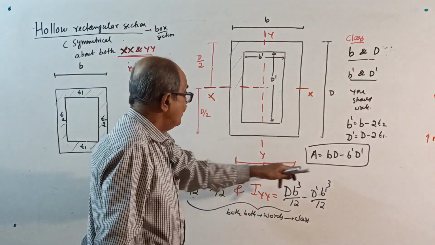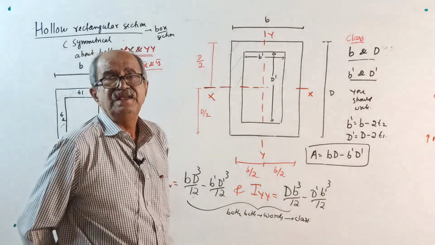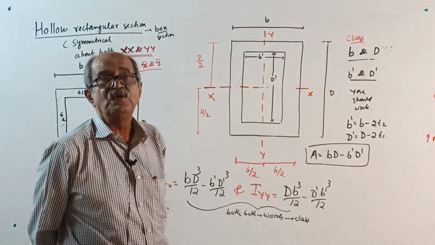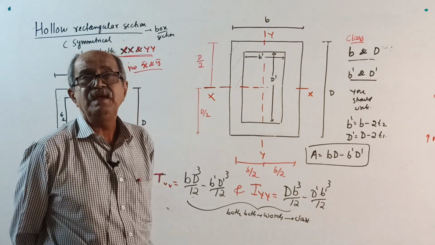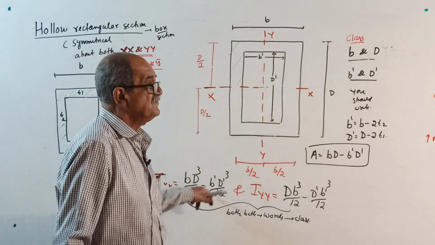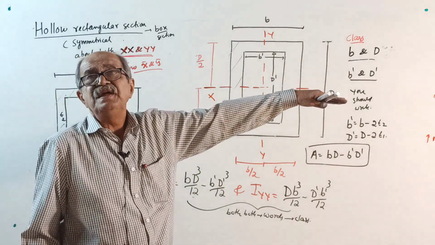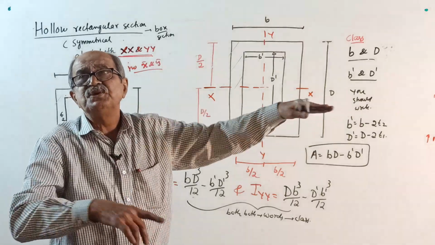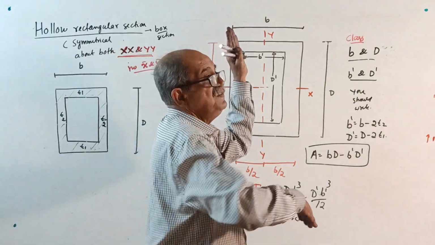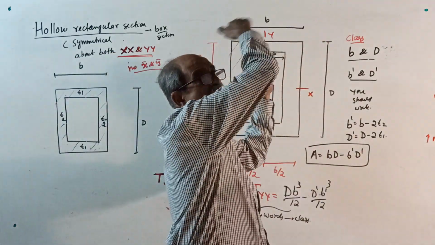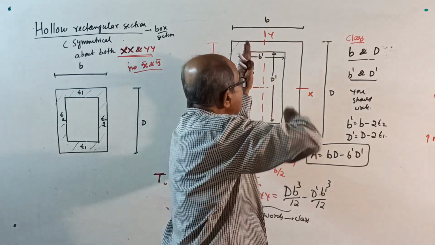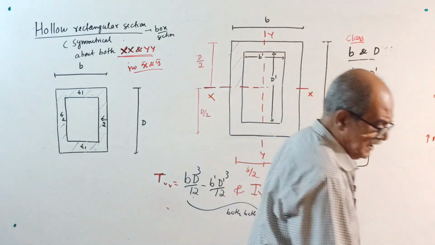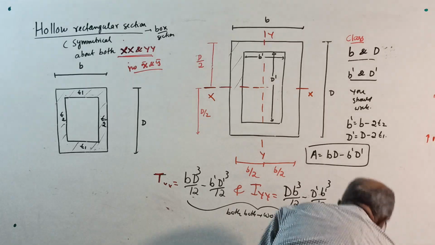Now, for all three, I will give words. Area: outer width into depth minus empty width into depth. IXX: outer width into outer depth cube by 12 minus empty width into empty depth cube by 12. IYY: outer depth into outer width cube by 12 minus empty depth into empty width cube divided by 12. That's all. Make a note. Now I will give examples for you.